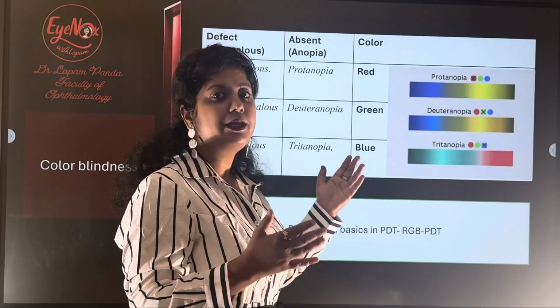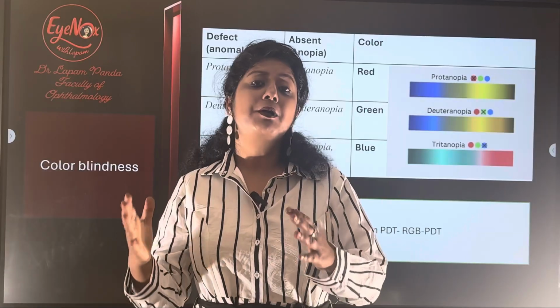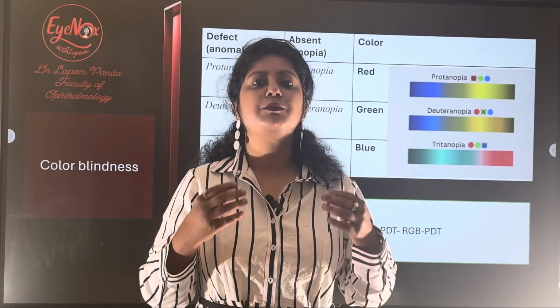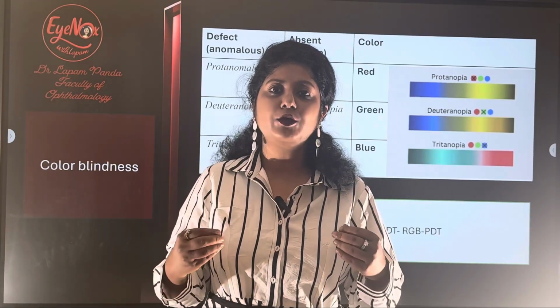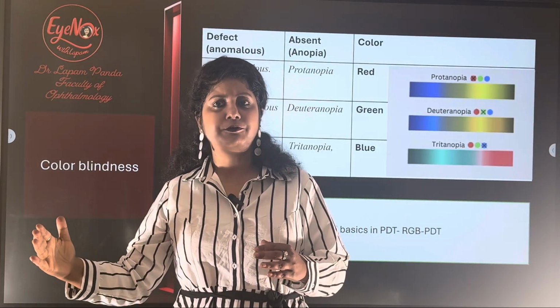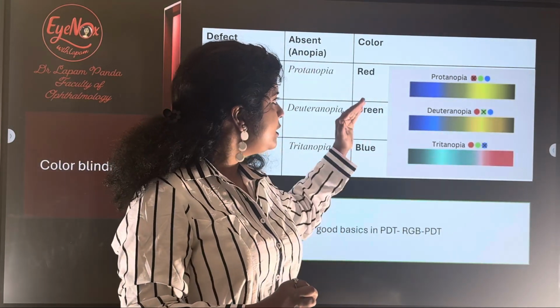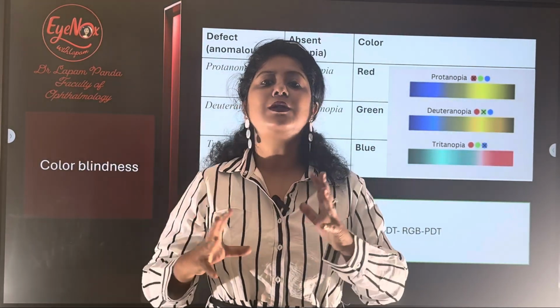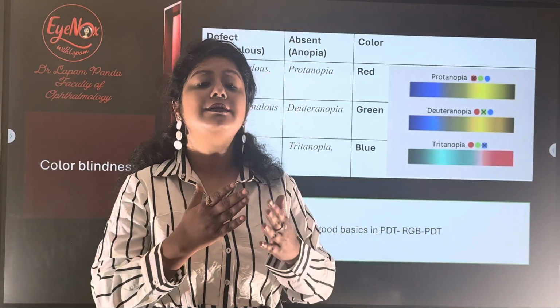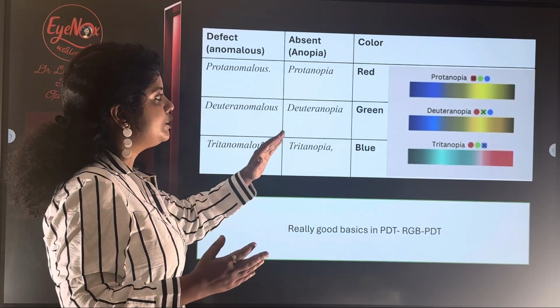It can be protanomaly, it can be deuteranomaly, it can be tritanomaly. But if there is complete absence, it can be protanopia, it can be deuteranopia, it can be tritanopia. Either it's defective or it's completely absent. And on the basis of these three colors, rest all the colors are formed. The entire spectrum of color is formed from these three basic colors.